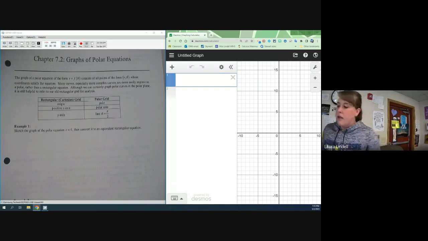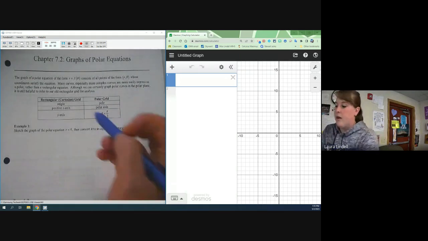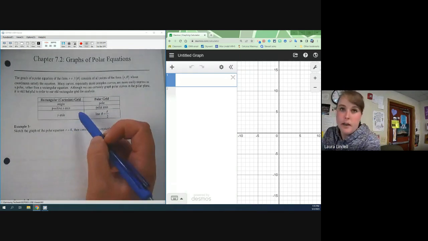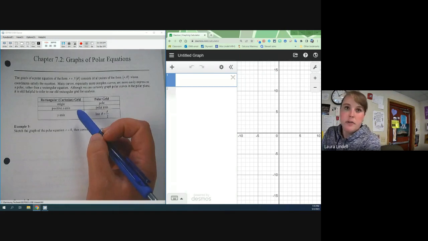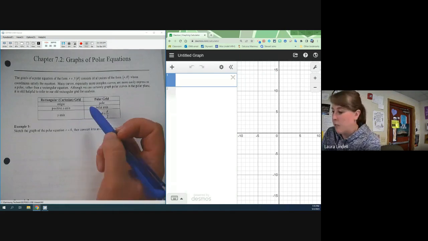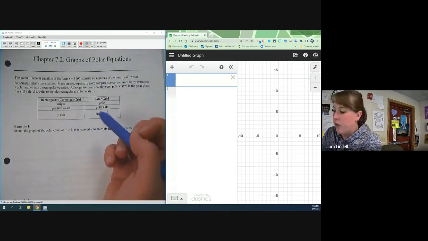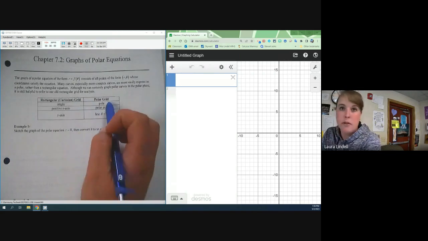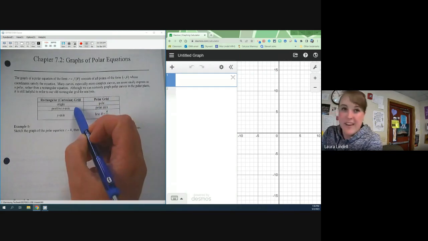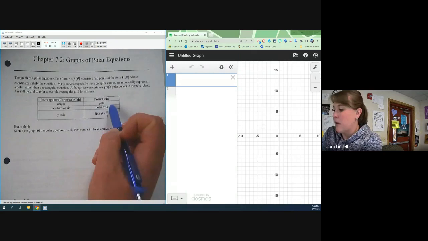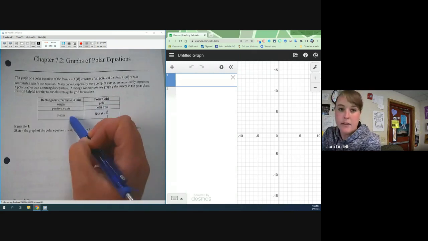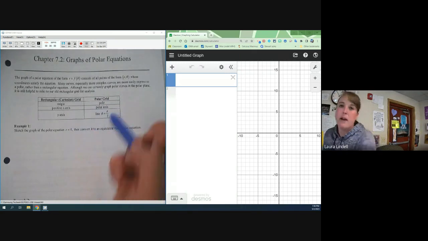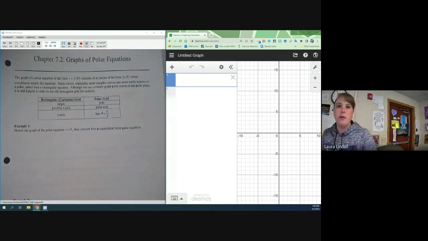So first off, the differences between a Cartesian or a normal grid that we're used to seeing and a polar grid. First off, the origin is now called the pole. The positive x-axis is now called the polar axis, and the y-axis is now the line theta equals pi over 2. So that's kind of how we want to orient ourselves here.